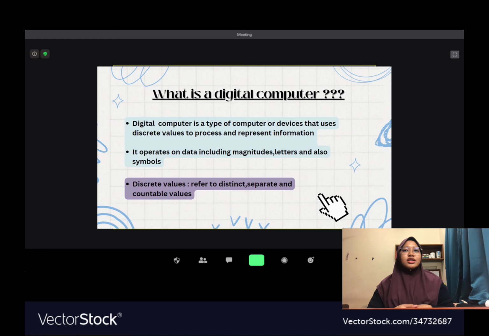What is a digital computer? A digital computer is a type of computer or device that uses discrete values to process and represent information. It operates on data, including magnitudes, letters, and also symbols. Discrete values refer to distinct, separate, and countable values.